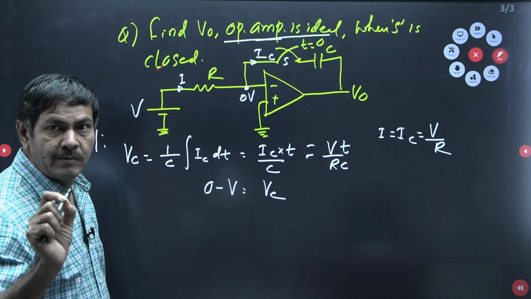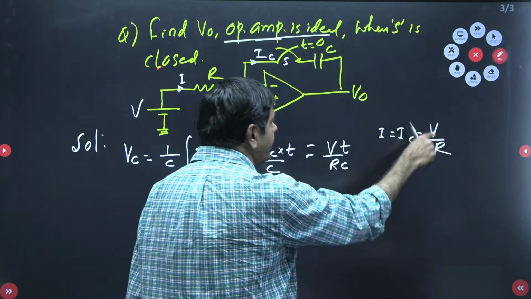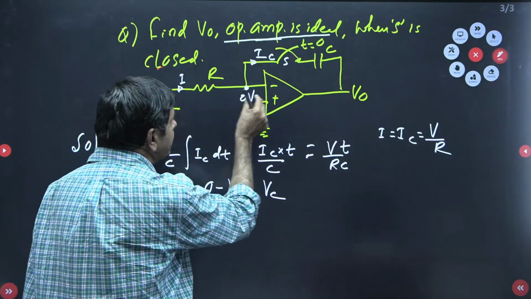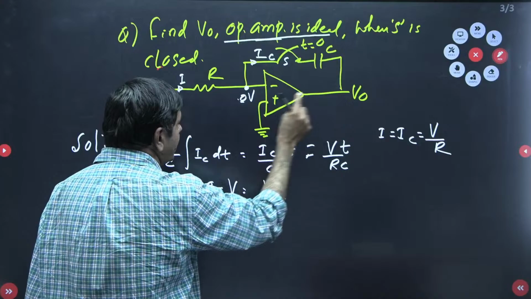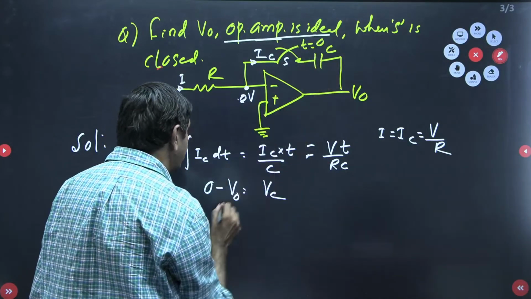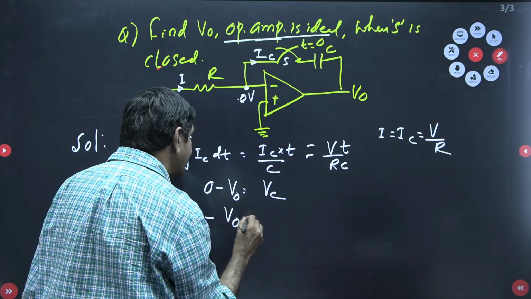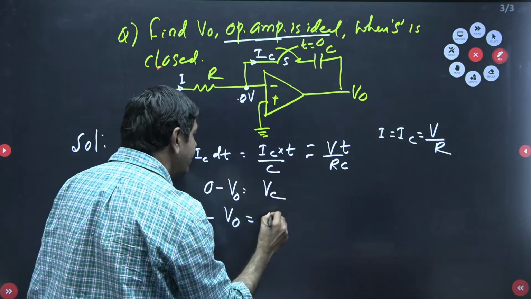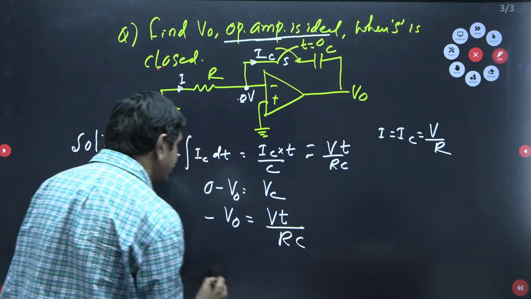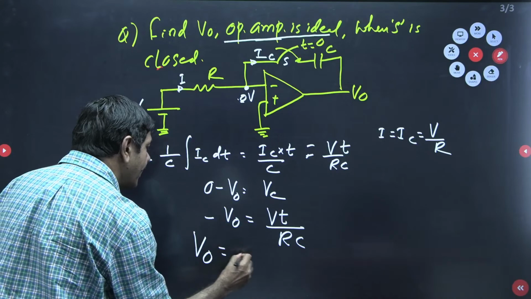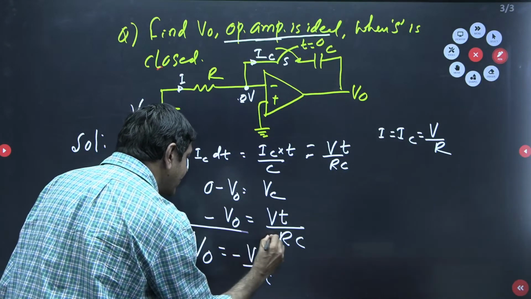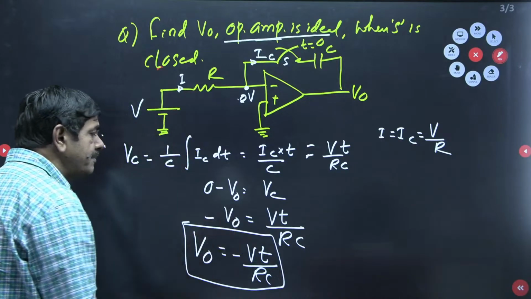I would like to find what IC is. IC is nothing but V by R, because IC and I are the same. Then I want to find the VC. 0 minus V naught equal to VC only. Yes, directly I will get the answer. Minus V naught equal to VC. VC is nothing but VT by RC. It's a very simple question, unnecessarily we made it difficult. V naught equal to minus VT by RC. Yes, that is the answer.